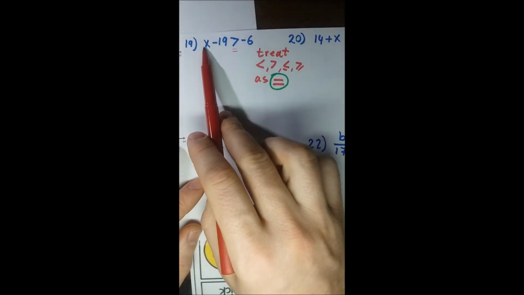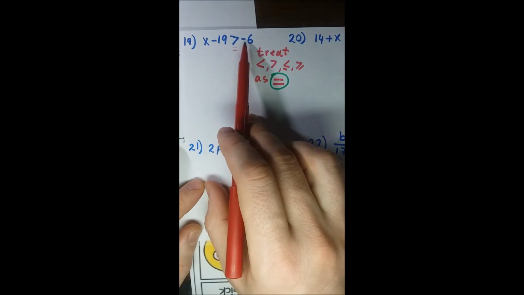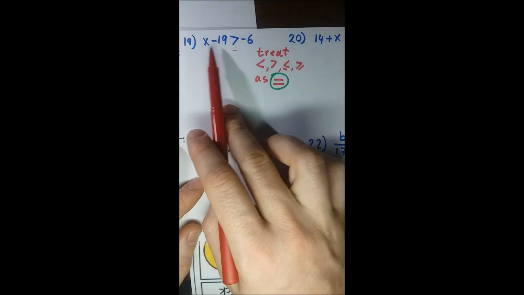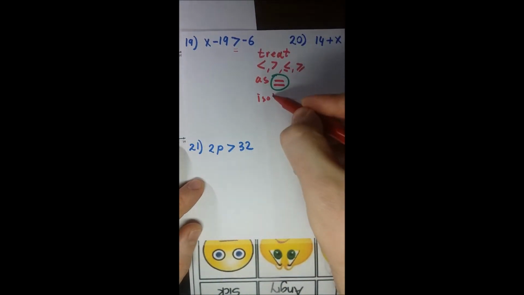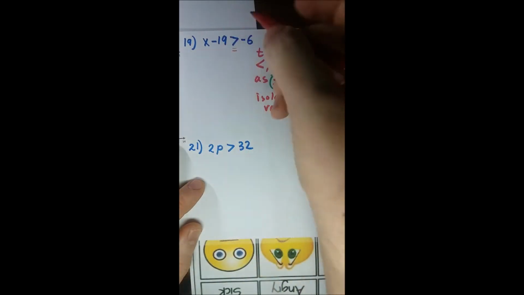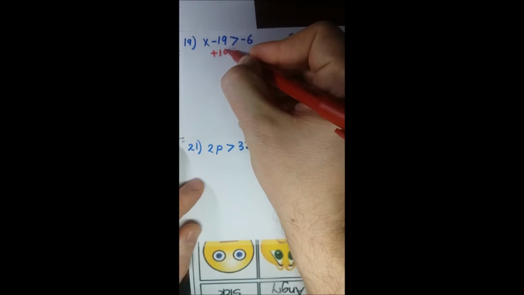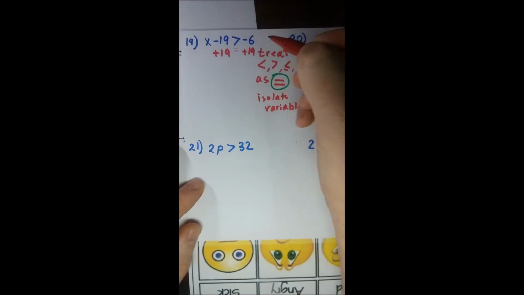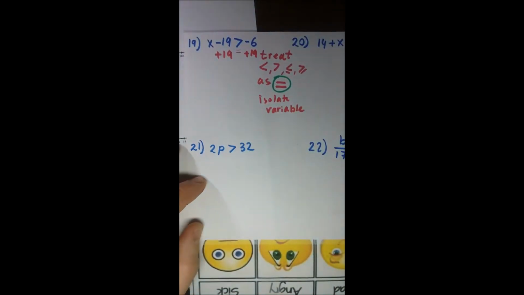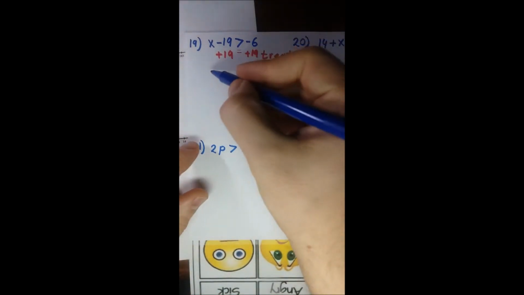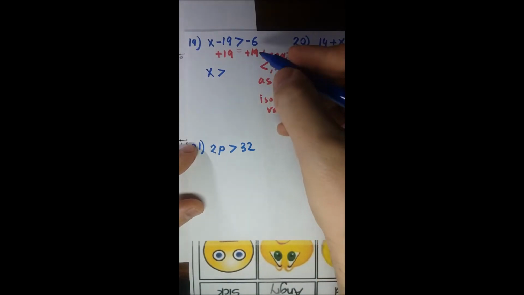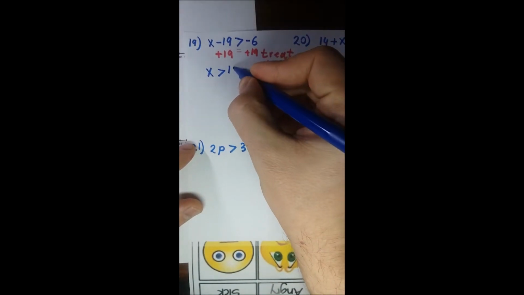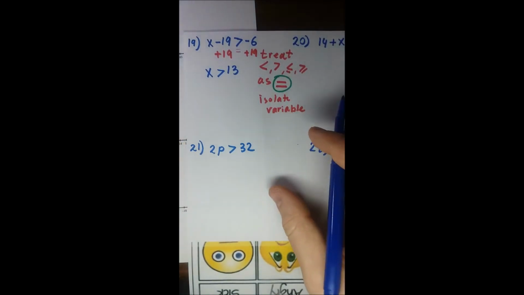So for example, x minus 19 is greater than negative 6. We need to isolate the variable. So how do you isolate this variable? You add 19 to both sides. What happens here? 19s are gone. So you're looking at x is greater than minus 6 plus 19, which is positive 13. X is greater than 13 for number 19.